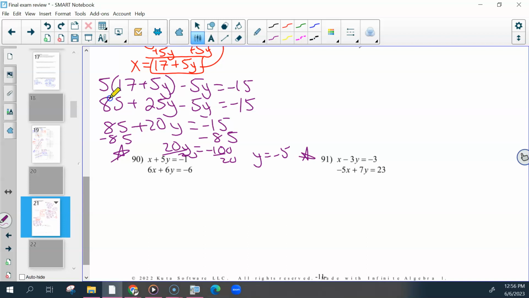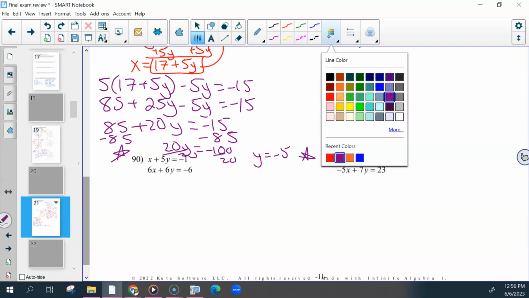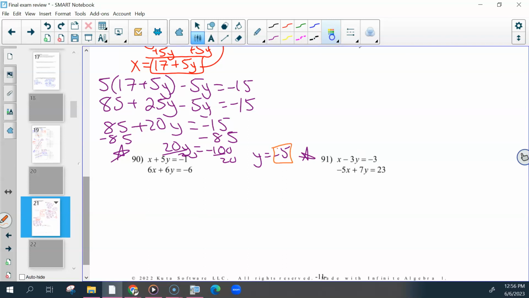Similar to the last one, we have a part of the answer. We have y. We have to go back and find x. By taking that number, putting it into the equation we found, but where y is. So x equals 17 plus 5 times negative 5. Then even though we solved for y first, it's still x first: negative 8, negative 5.